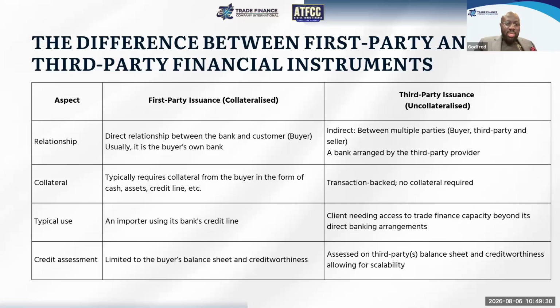Also there's the credit assessment. Under a first party, the credit assessment or the credibility of the client is based on the buyer's balance sheet and their own creditworthiness. If they are not good or they don't have the credit line, it means that they are limited and the transaction is short right there. But under a third party, the client can assess the creditworthiness of a third party and their balance sheet as well, and it allows scalability to do bigger volumes. So that's for the credit assessment.